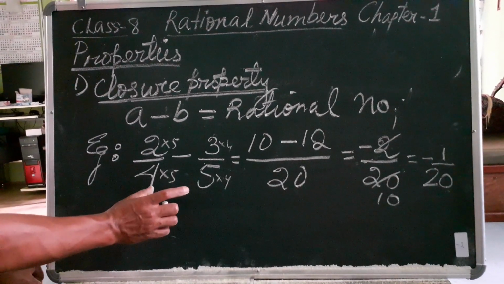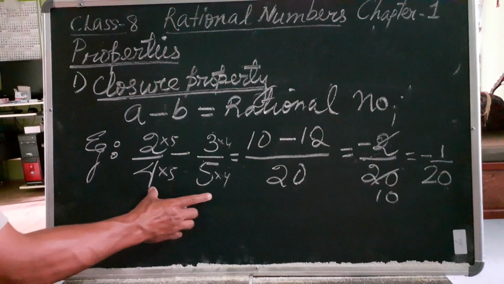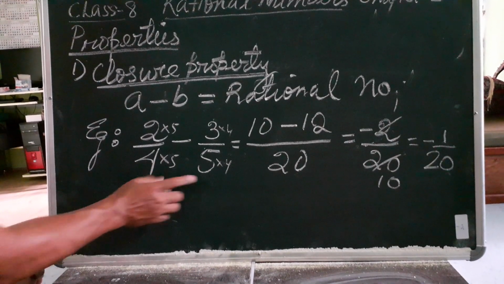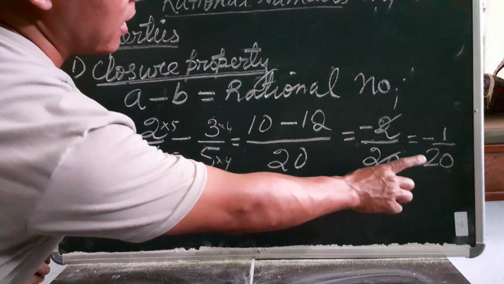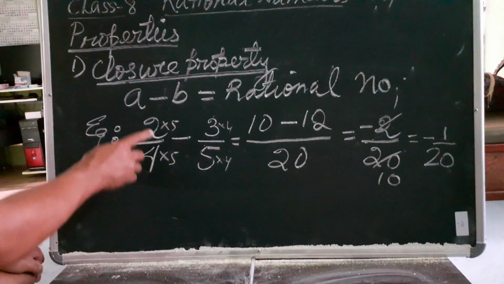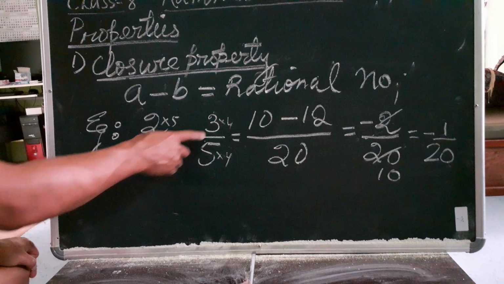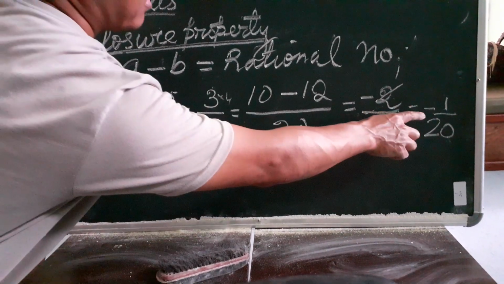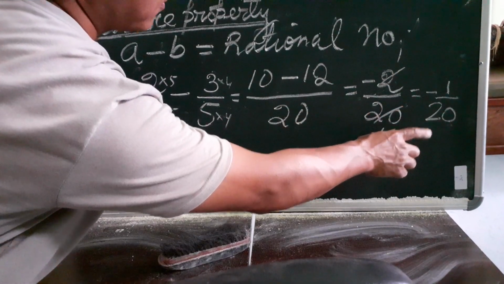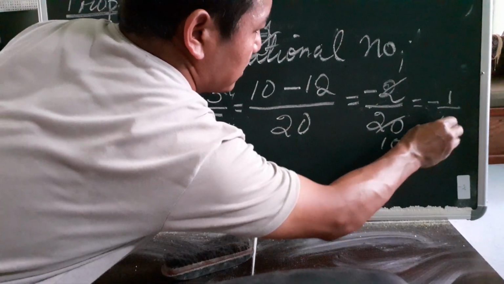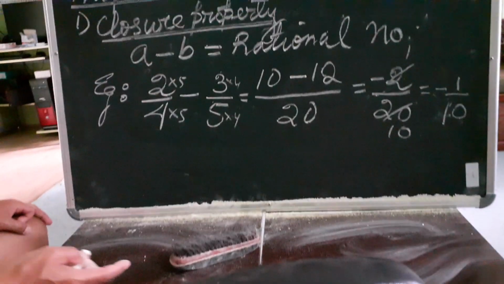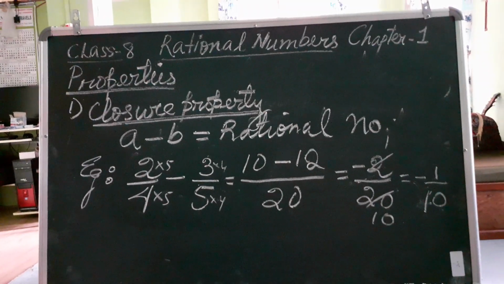When you find the difference of two rational numbers, when you minus two rational numbers, you will get another rational number. Here 2 by 4 and 3 by 5 are rational numbers. When you minus, you get minus 1 by 10. Minus 1 by 10 is a rational number. This is called closure property of subtraction.